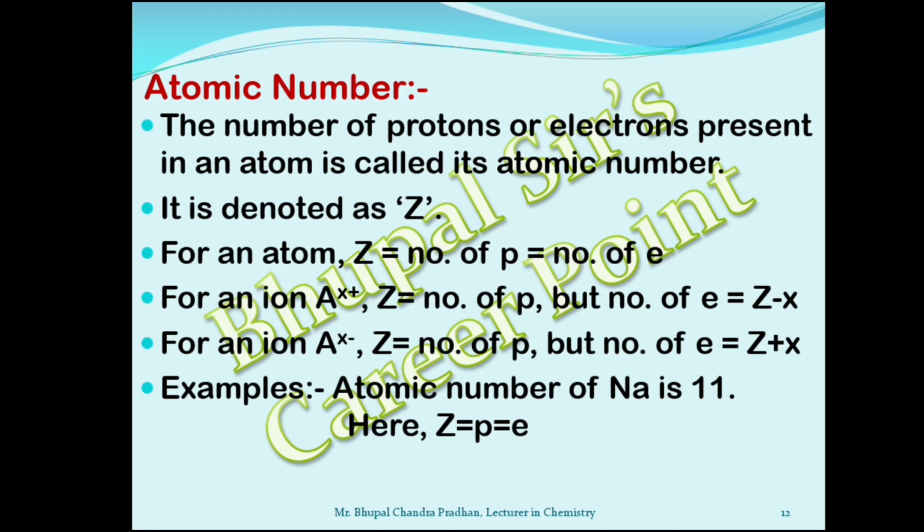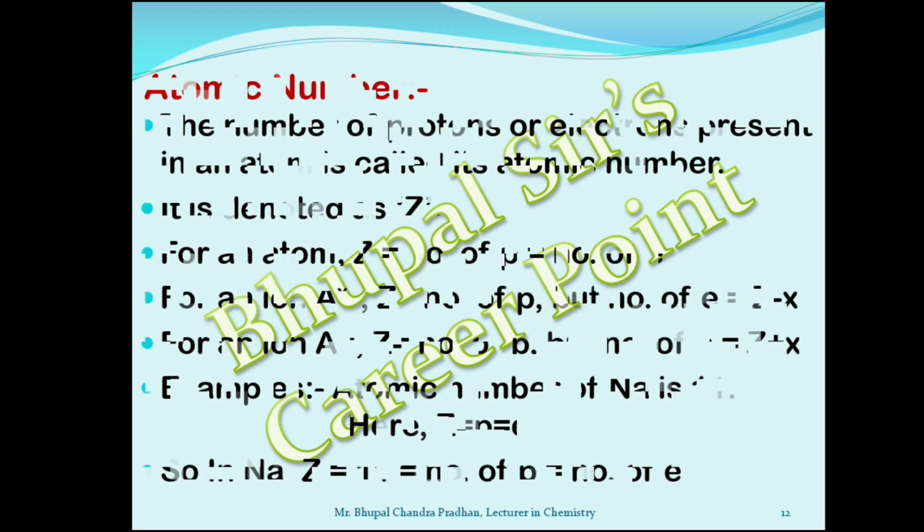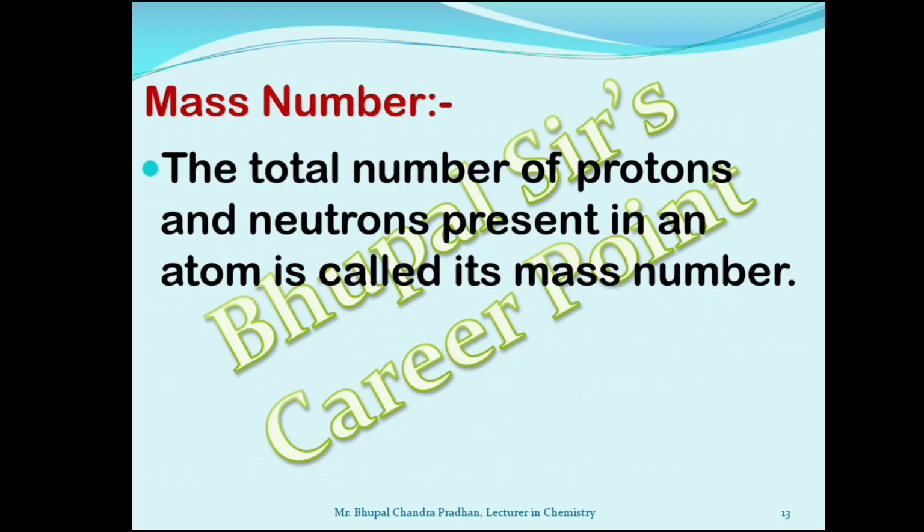Example: the atomic number of sodium is 11. Here, the number of protons is equal to the number of electrons, which is equal to Z, that is 11. So in sodium, Z is equal to 11, which is equal to the number of protons and the number of electrons.